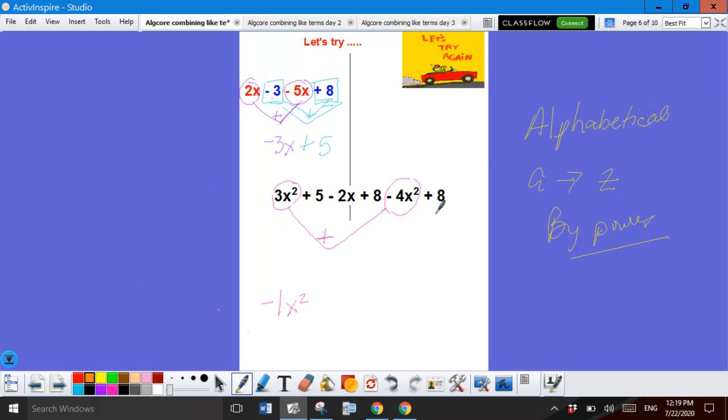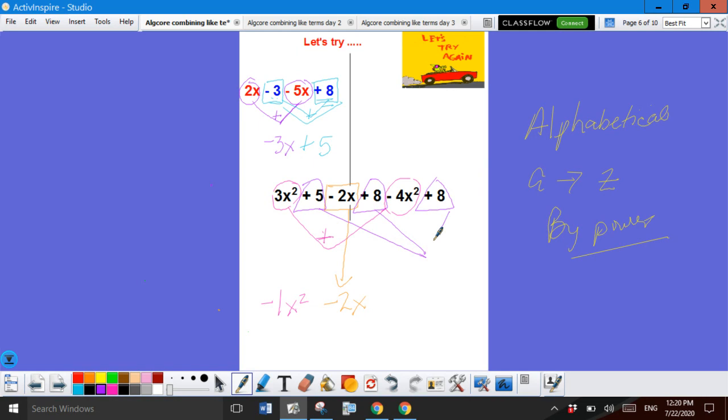Okay, now who do you think is going to go next? Do you think it's going to be a number or a letter? Well, if you said letter, you're right. And the only letter I have is this negative 2x. Does it have any other friends? It doesn't. So it's just going to drop. So minus 2x. Okay, last but not least, we have the numbers.